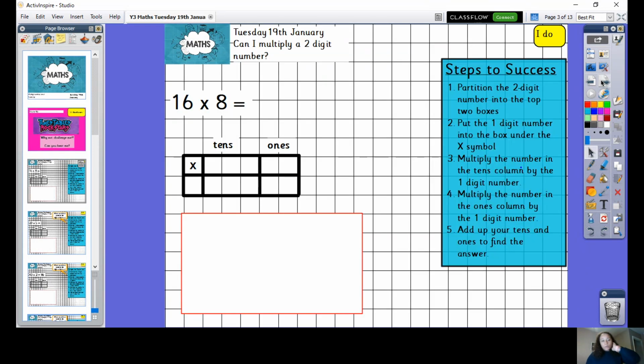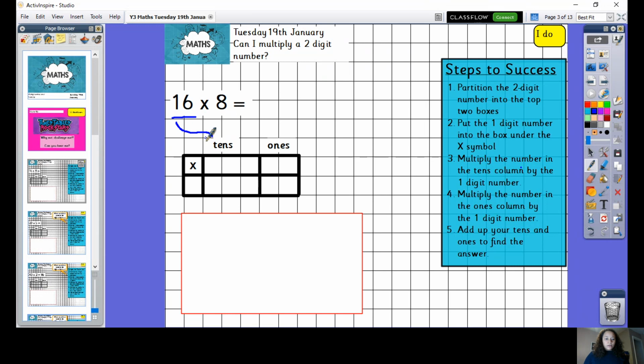Okay, I hope you got on well with your TT Rockstars there. At the moment then, we are working on grid method. We're multiplying a 2-digit number by a 1-digit number. Now, yesterday we looked at our steps to success, so I've chosen the same steps to success as we worked on yesterday together. So when we're looking at multiplying 16 by 8, I'm looking at step 1, which says that I need to partition the 2-digit number into the top 2 boxes.